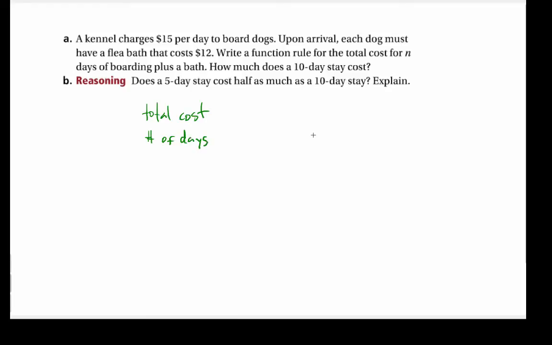And the relationship here is that no matter how long your dog stays at this kennel, it's $15 every day, okay? So the cost is $15 per day plus a flea bath when they arrive. Okay, so that's a statement that says the situation here.